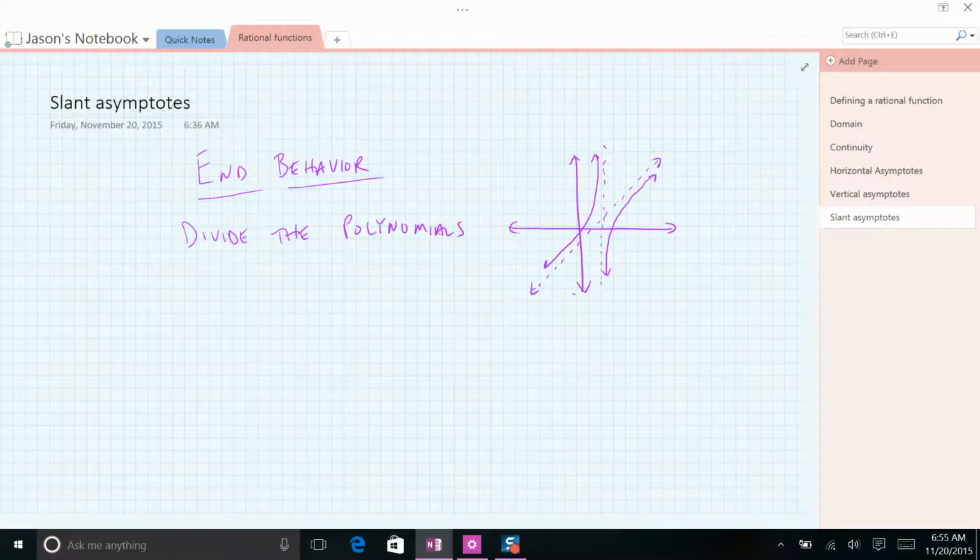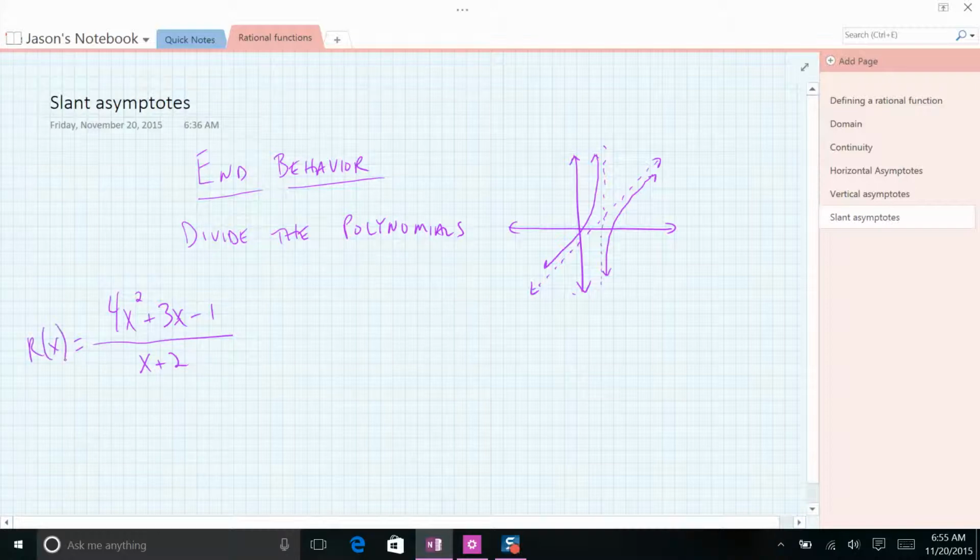How do you find them? Divide the polynomials. So for example, the only situation where we did not have a horizontal asymptote, if you recall, is when the degree of the numerator was larger than the degree of the denominator. So when that's the case, you may have a slant asymptote.